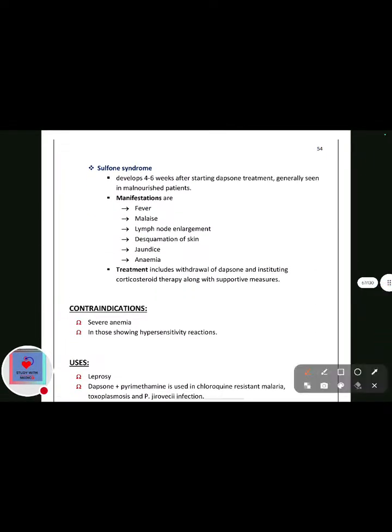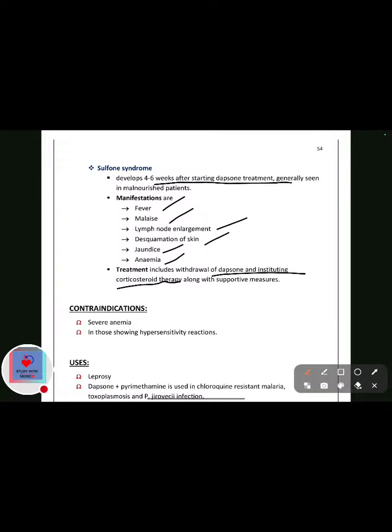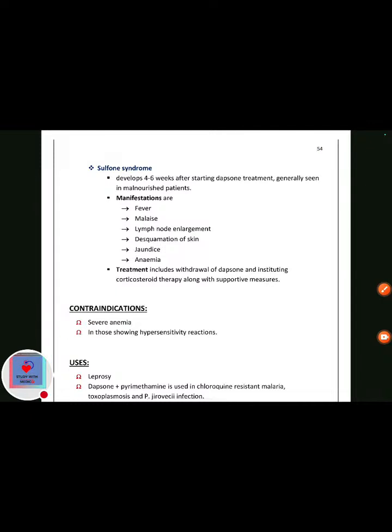Talking about sulfone syndrome, it develops 4 to 6 weeks after starting the treatment, generally seen in malnourished patients. Its manifestations are fever, malaise, lymph node enlargement, desquamation of skin, jaundice, anemia. Treatment includes withdrawal of dapsone and instituting corticosteroid therapy, with supportive measures. So this is called sulfone syndrome. It develops after 4 to 6 weeks.